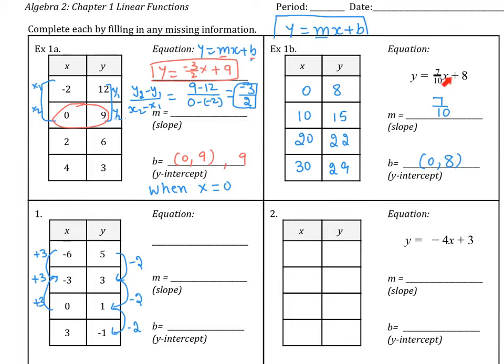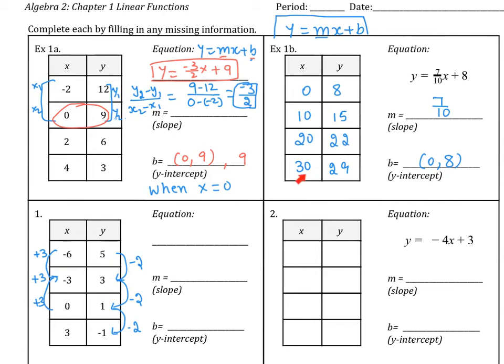So when you put 0 here, 7 over 10 times 0, you get 8. When you plug 10 here for the x value, so 7 over 10 times 10, this 10 and this 10 cancel. You're going to get 7 plus 8, which is 15. Now you're going to plug in 20 here for the x value. So 7 over 10 times 20 would be 20 divided by 10, that is 2, and 7 times 2 would be 14 plus 8, and that's going to be 22.